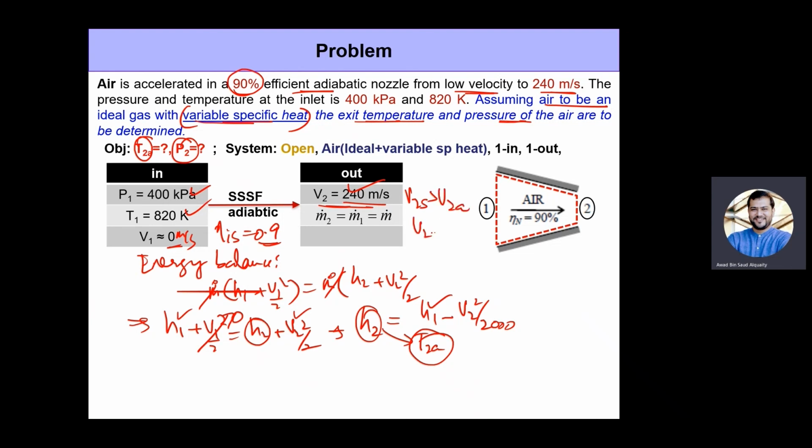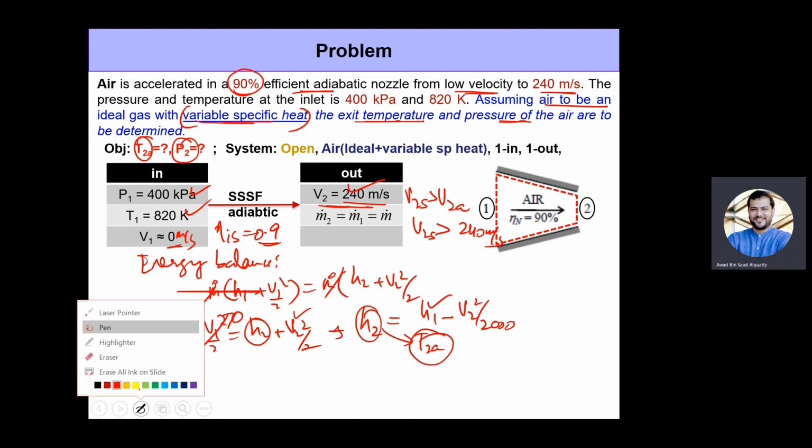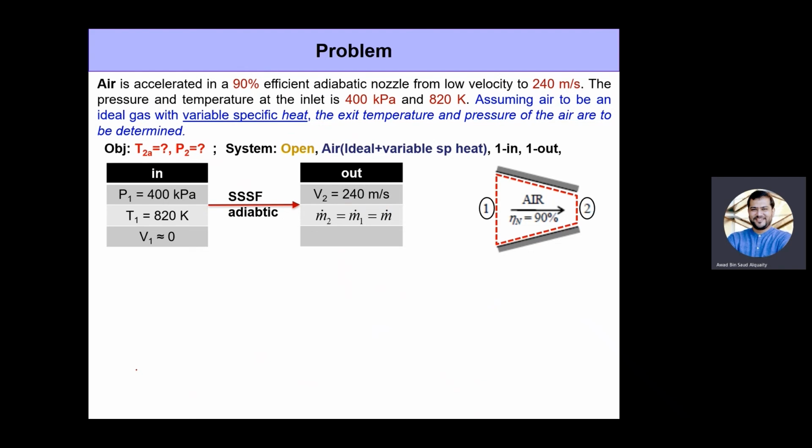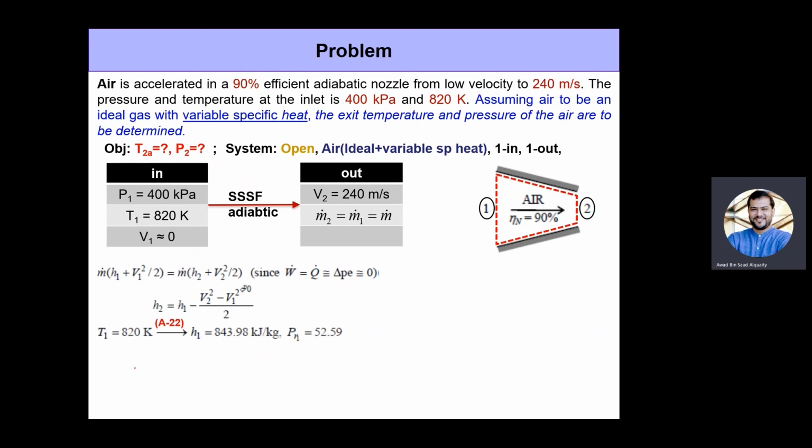So V2S, you can expect it to be greater than 240 meter per second. Right. So this is the first part of the problem. This is how you would determine the temperature. Okay, and it's shown here again.